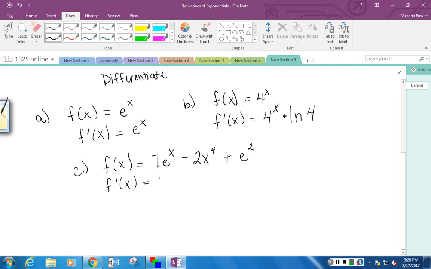The constant's going to stay with it. The derivative of e to the x is e to the x. I've got 7e to the x. I move over here, and the derivative of 2x to the fourth, I multiply that power to the front. So I'm going to have a minus 8x cubed, right? I reduce the power by 1.